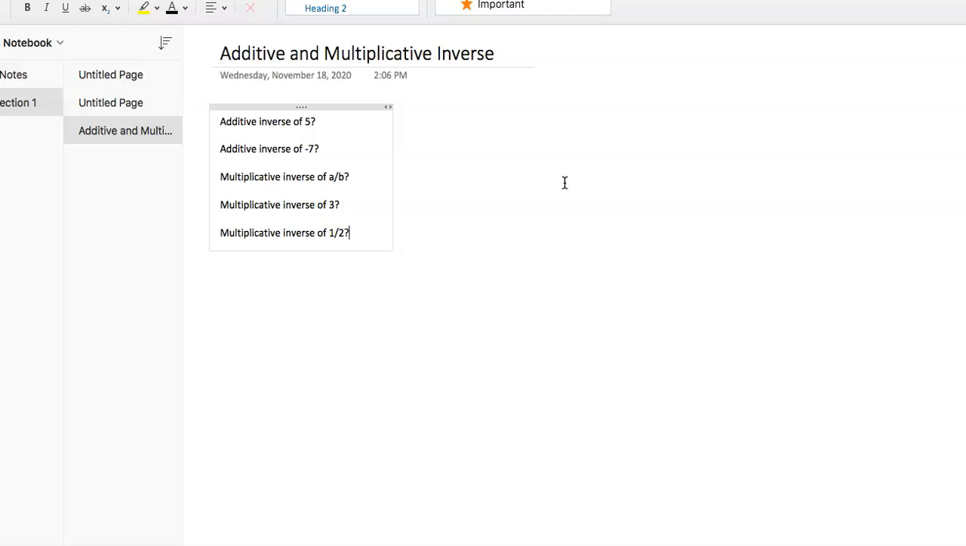so like this first question says, additive inverse of 5. What they're really saying is 5 plus what equals 0? In most cases, you're going to see it as just being the opposite. So 5 minus 5 equals 0. So your answer is -5.